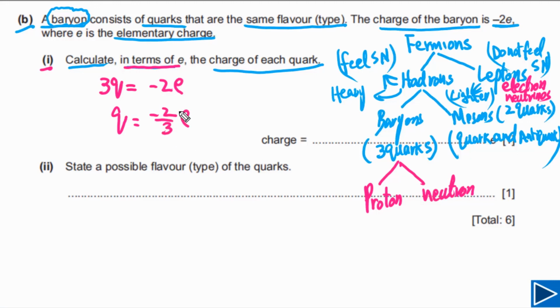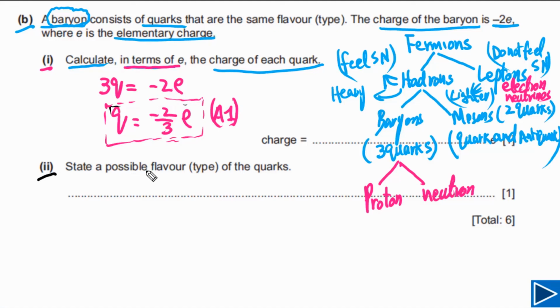So this is the charge on a single quark of the baryon, because it is given to us that the baryon consists of quarks that are the same type. Means all of them have the same charge. So this is the charge on each quark of the baryon if the total charge on the baryon is equal to negative 2e. So this is our answer for this question. And this question has 1 mark and this is the A mark. If you have got this right answer, you will get this mark.